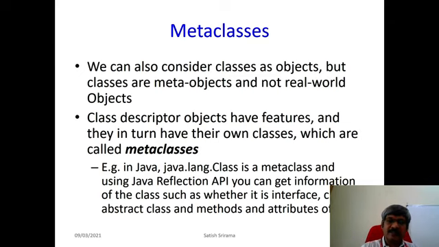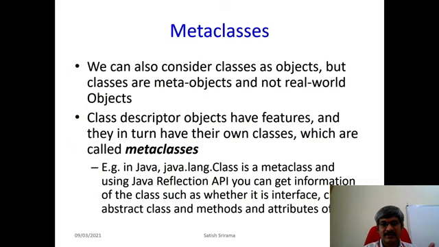These class descriptor objects also have features, and they in turn have their own classes. The details of a class can also be described by another class descriptor object, which are called metaclasses. So there is a metaclass which describes this sort of class, and the class is the one which eventually describes the object. That's the level you can see.